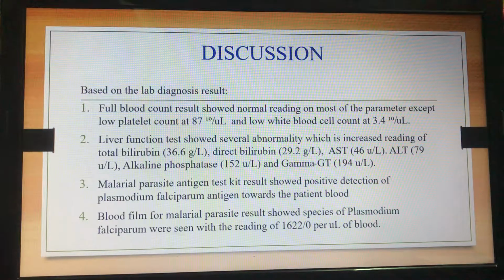Third, the malaria parasite antigen test kit result shows positive detection of Plasmodium falciparum antigen in the patient's blood. Fourth, blood film for malaria parasite shows species of Plasmodium falciparum were seen with the reading of 1622 per microliter of blood.